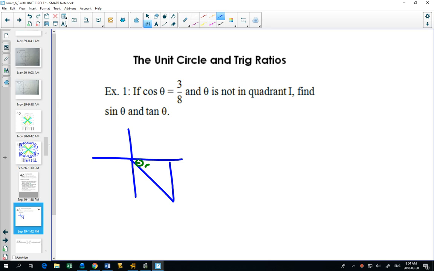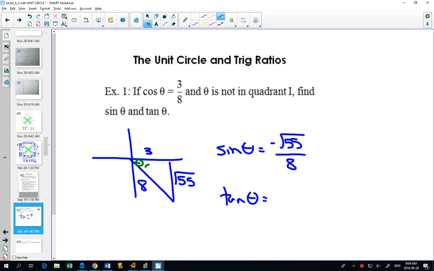And then you can label the sides. The adjacent side would be 3. Hypotenuse would be 8. A squared plus b squared equals c squared. This was root 55. And then just using the triangle, you can calculate sine is opposite over hypotenuse, and tan is, ooh, good save.